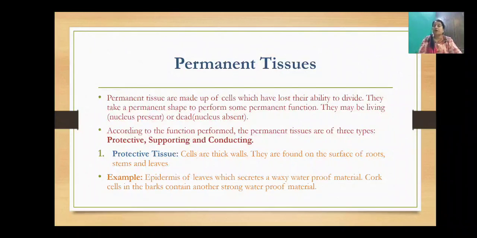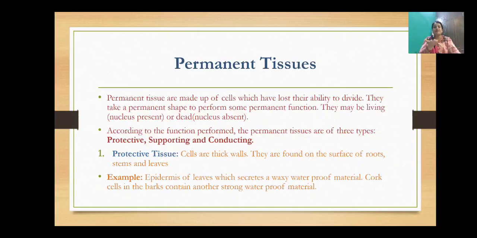Now let us know what protective tissues are. How can we say that the permanent tissues are protective in nature? See, since protective tissues play a role in protection, the cells are thick walled, and they are found on the surface of the roots, stems and leaves. Examples are the epidermis of leaves, which secretes a waxy, waterproof material. Cork cells in the bark contain another strong waterproof material.